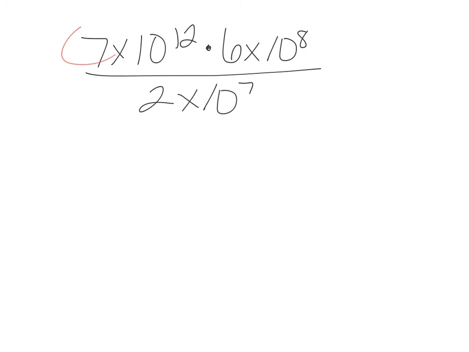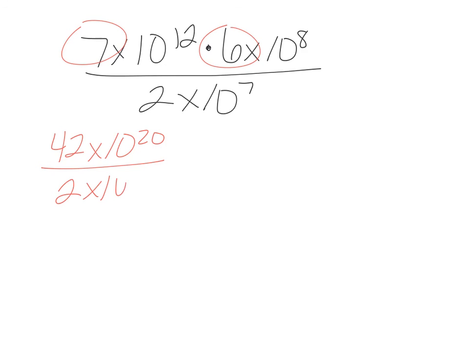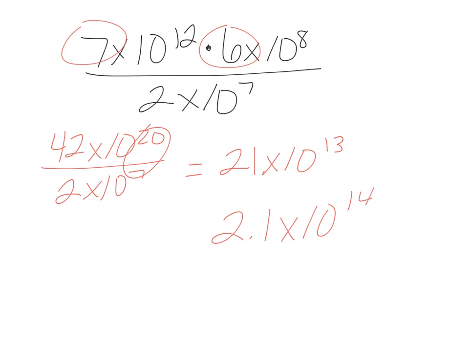All right, so 7 times 6 is 42, and then I'd have times 10 to the 20th on the top. Going to copy down the denominator. 42 over 2 is 21. I'm going to subtract these exponents, which gives me times 10 to the 13th. This is not written in scientific notation. I'd have to write it as 2.1 times 10 to the 14th.